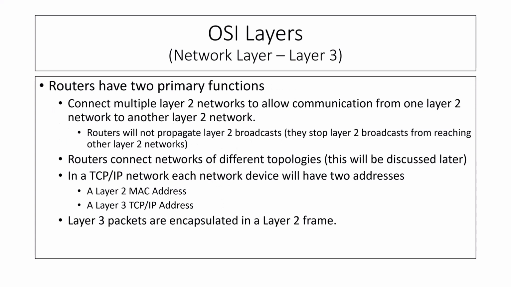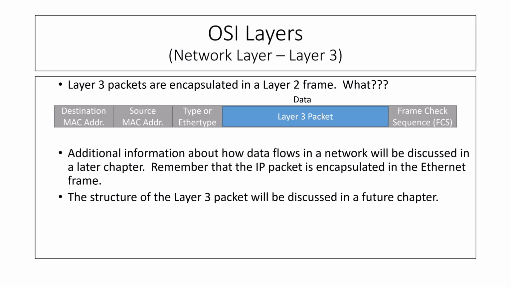In a TCP/IP network, each device will have two addresses. It's going to have its MAC address and a TCP/IP address. They have no relationship to each other. Layer 3 packets are encapsulated in a layer 2 frame. So how does that look? Just like this. What does that mean? So remember, here's our frame: our destination MAC, source MAC, ether type or type, our data, and our frame check sequence. The layer 3 packet goes within that data piece.